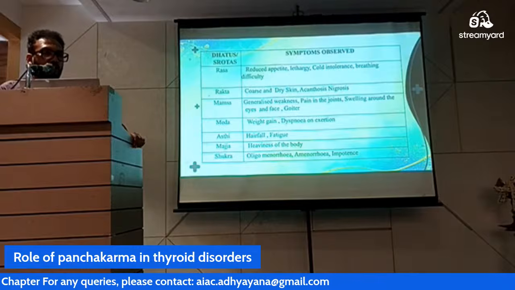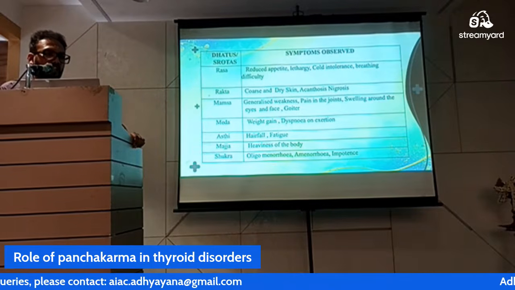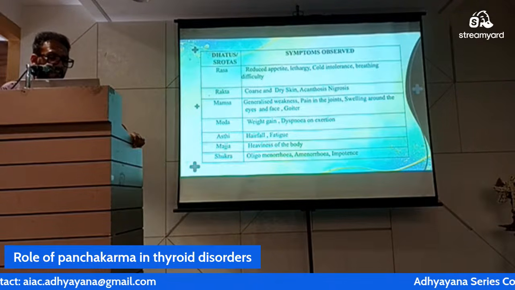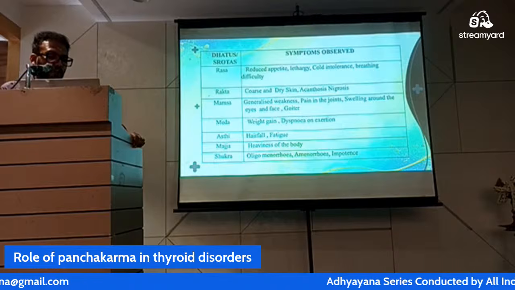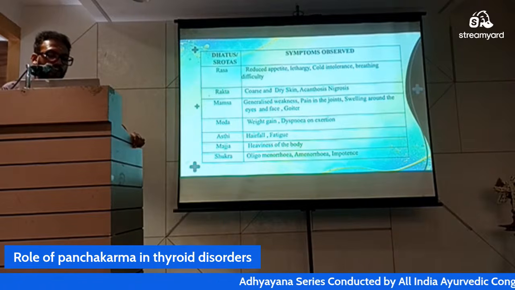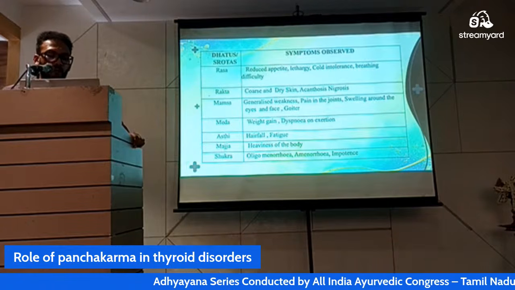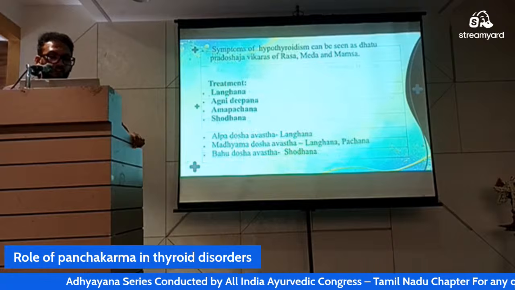As you know, Asti Dhatu, Upadhatu of Asti is Kesha and Danta. And then we have Majja, which is heaviness of the body. Shukra, when it affects the Shukra, we see symptoms of oligomenorrhea, amenorrhea and impotence. So what is the treatment?